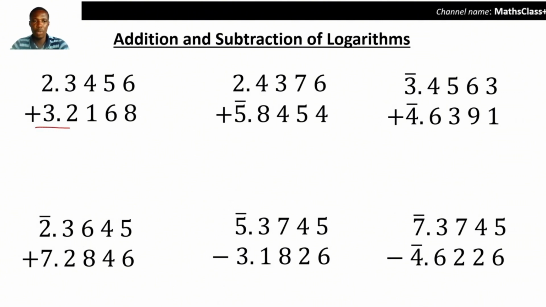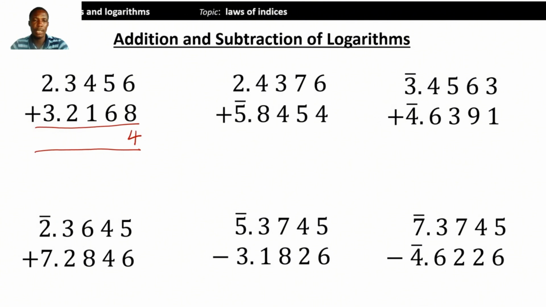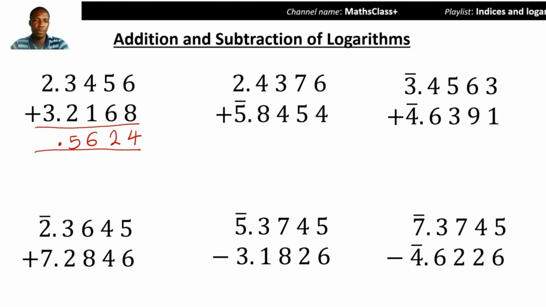So let's begin with the first one. We have 6 plus 8. That will give us 14. So 4, remainder 1. So the remainder 1 will add to 5, making it 6. 6 plus 6 is 12. So 2, remainder 1. So 4 plus 1 will be 5 plus the 1 here, which will give us 6. There is no remainder, so 3 plus 2, that is 5. Then we have our decimal point here. 2 plus 3 is also 5. I believe this kind of calculation is very familiar.